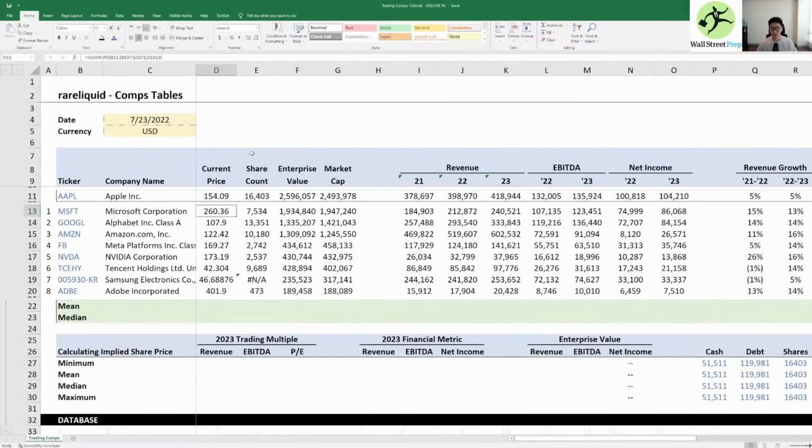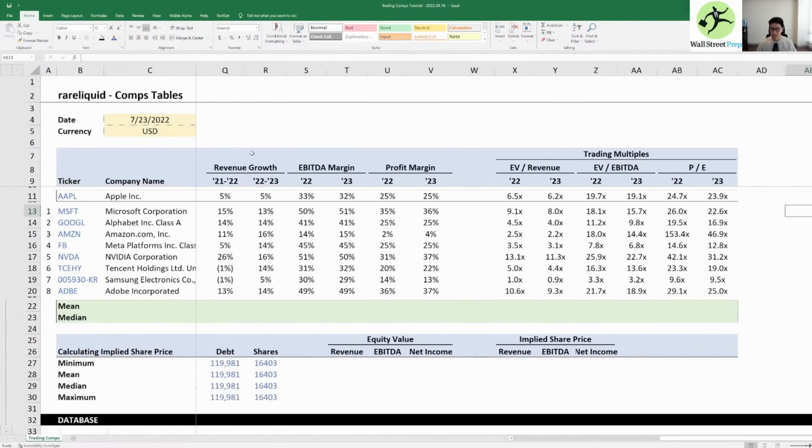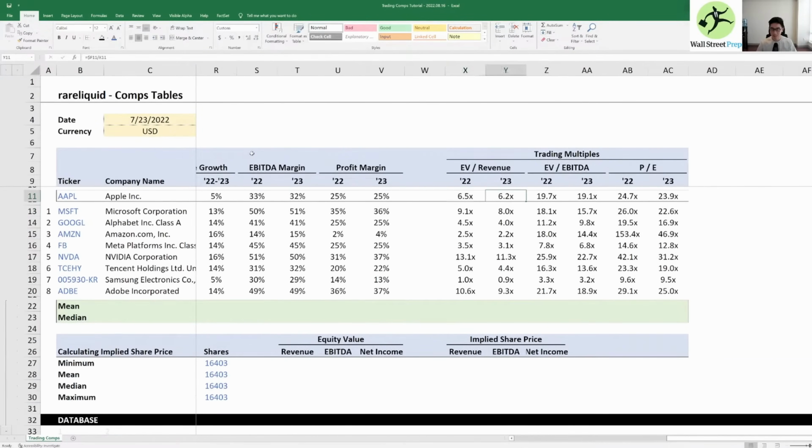And to explain what multiples mean, basically what these numbers are saying here is that for every $1 in revenue earned, investors are willing to pay $6.5. That's basically what this means. And for every dollar in EBITDA earned, investors are willing to pay $19.7. And for every $1 earned in net income, investors are willing to pay $24.7 in this particular example.